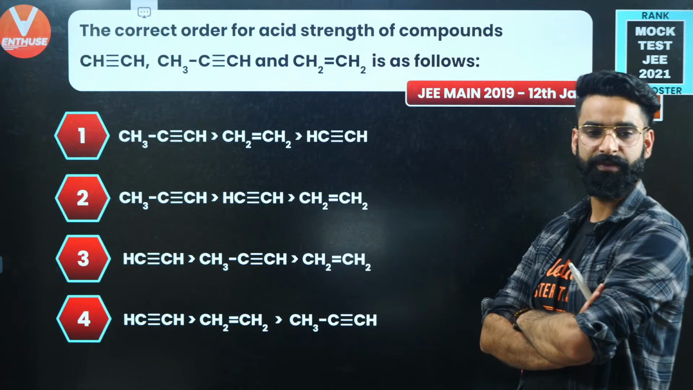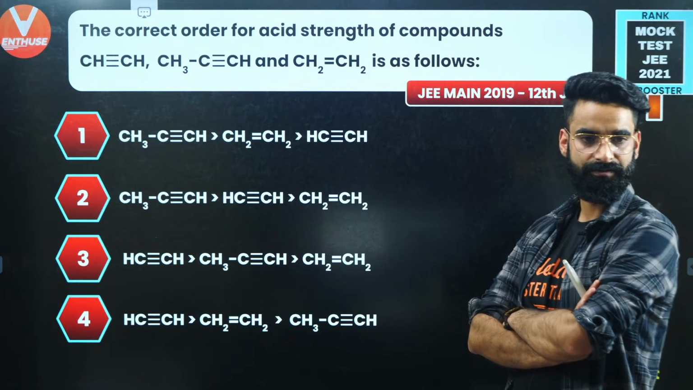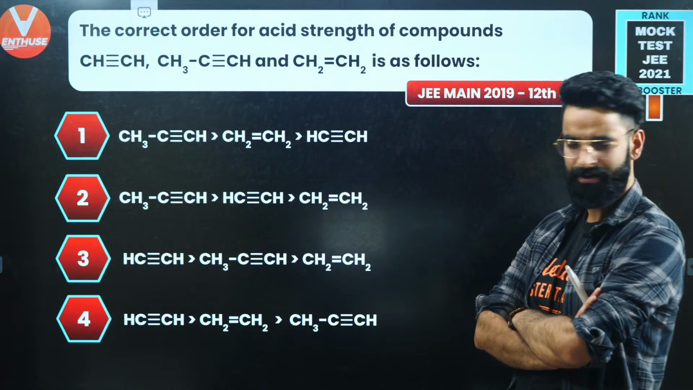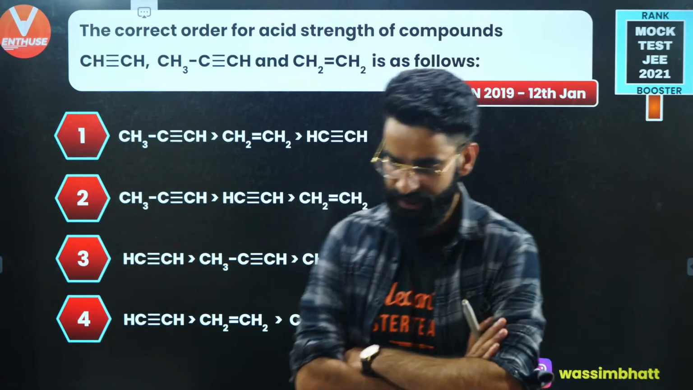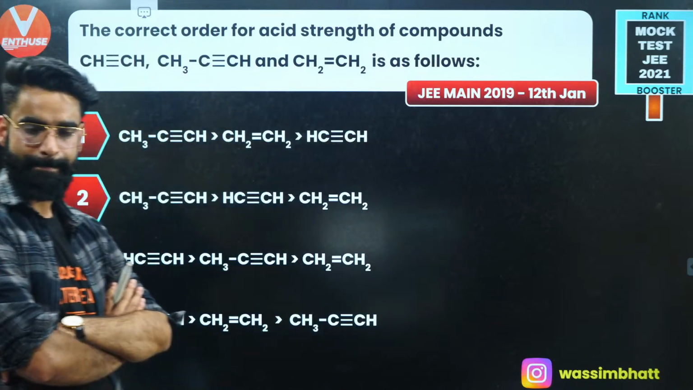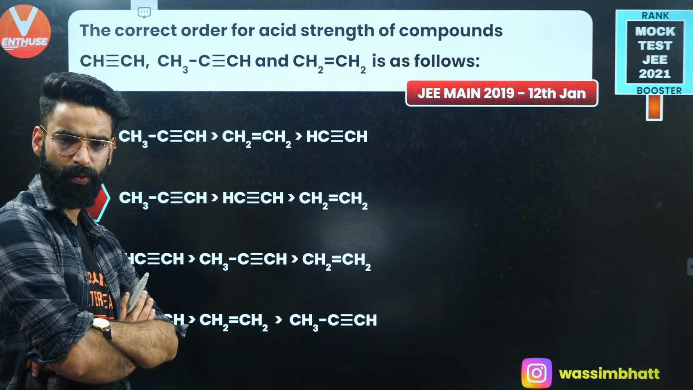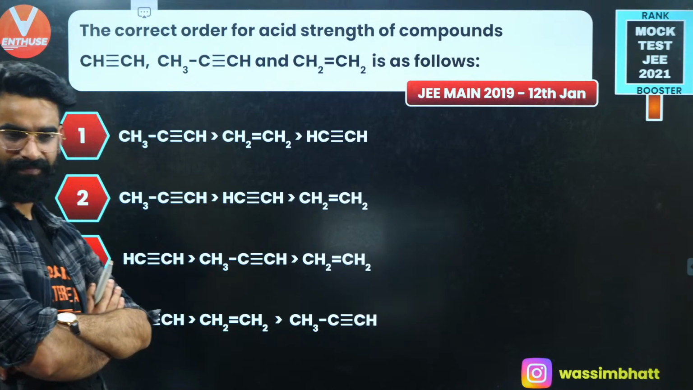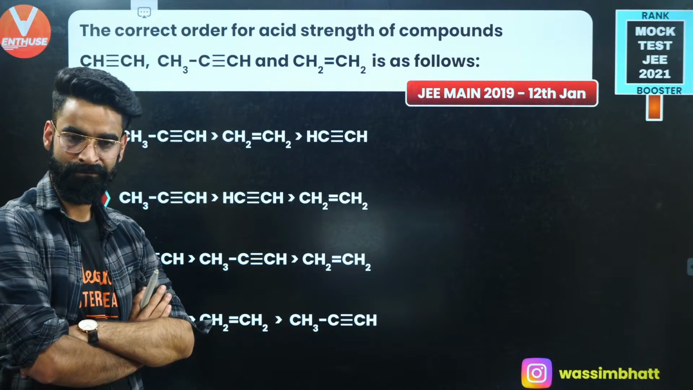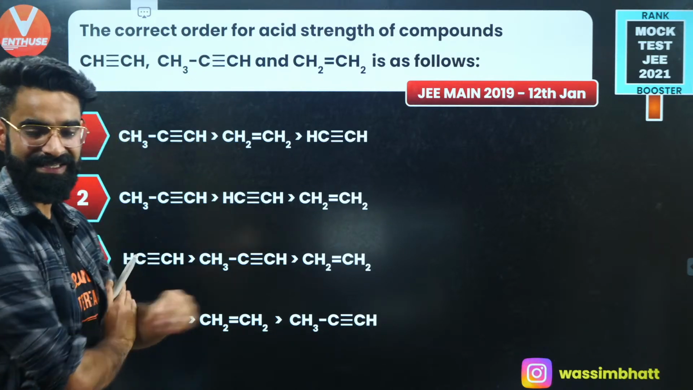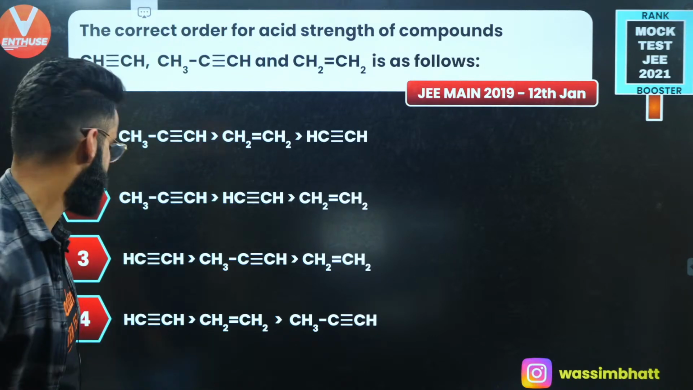It's a very, very simple question. The correct order for the acidic strength of the compounds which are given to us is as follows. Let me know fast. People are saying it should be option C. What about the rest? Is it option C? I need to check the acidic strength of these acids right here. So how do we check it?